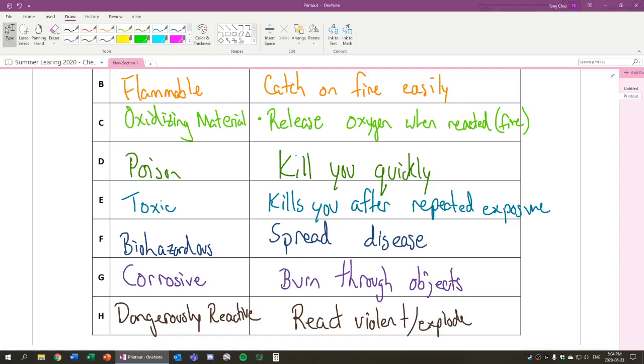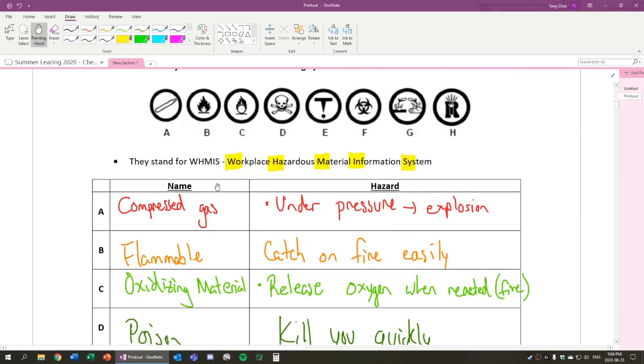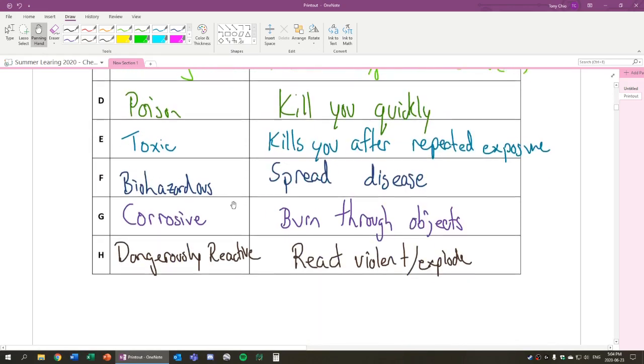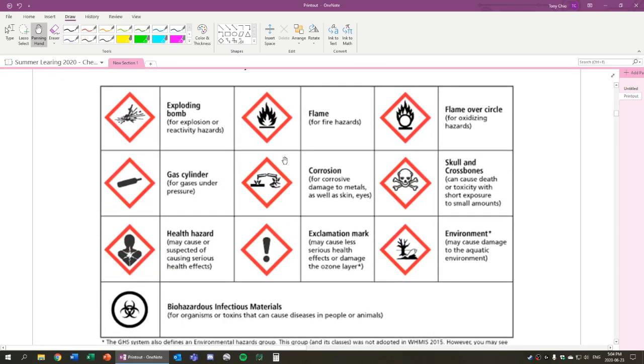Now these WHMIS symbols came out in the 80s. And since then, we have had a lot of changes in science and in the world. So in 2015, Canada came out with a new set of WHMIS symbols that look like this. You might notice that a lot of symbols still look exactly the same, like flammable, oxidizing, poison, corrosive, compressed gas, and of course, biohazard are still there. But what has changed now is that dangerously reactive is now an exploding bomb.